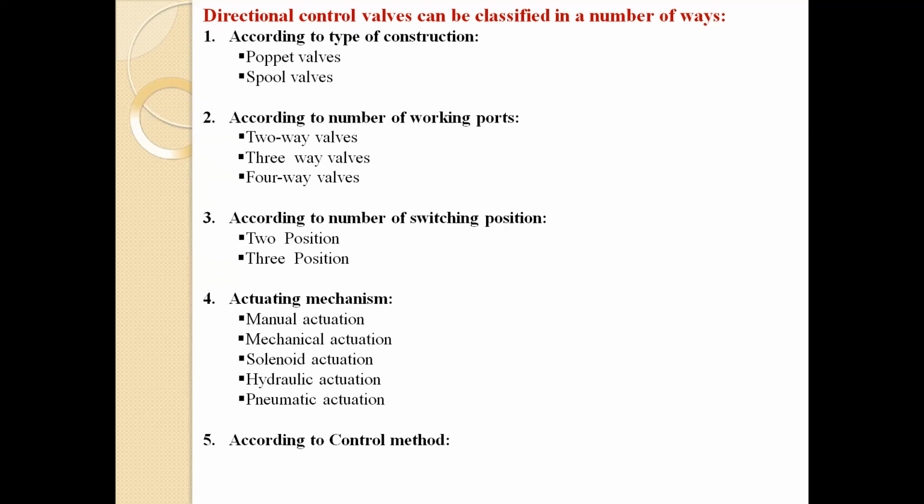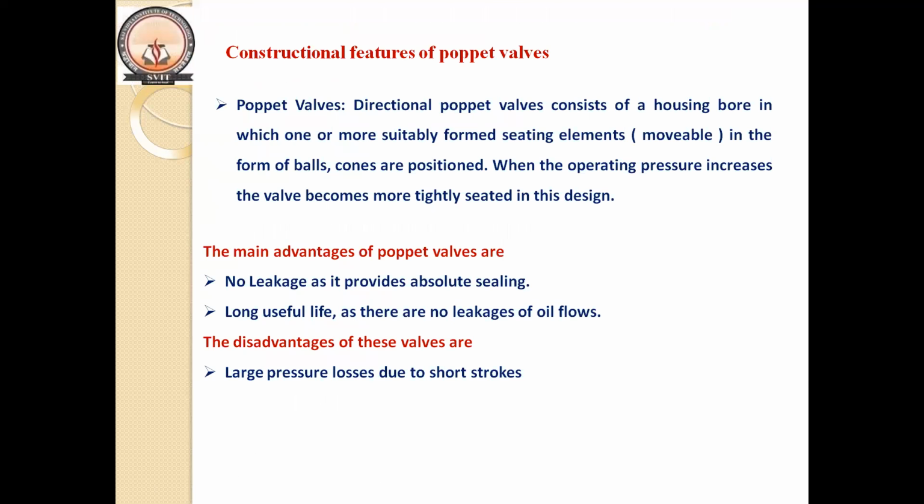The last classification is based on control method. Based on control method, DCVs are classified into two types. The first one is a direct control DCV. The second one is indirect control DCV. Next we have constructional features of poppet valve.